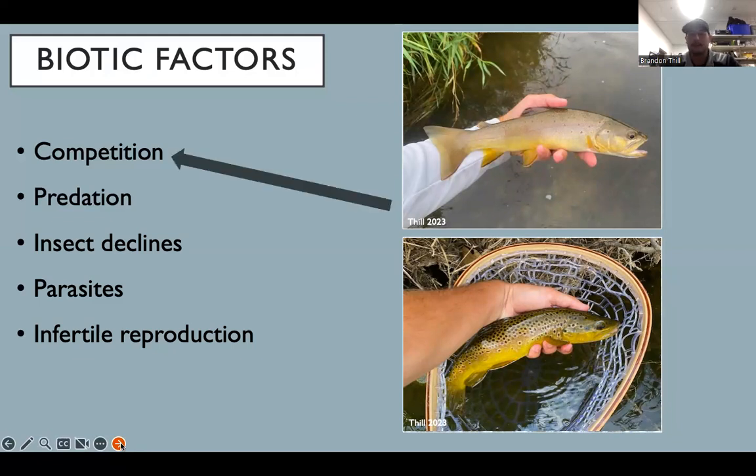By far, the biggest competition for brook trout is a brown trout. They can outcompete them for food resources and positions within the stream, like resting spots, feeding spots, and even hiding spots.